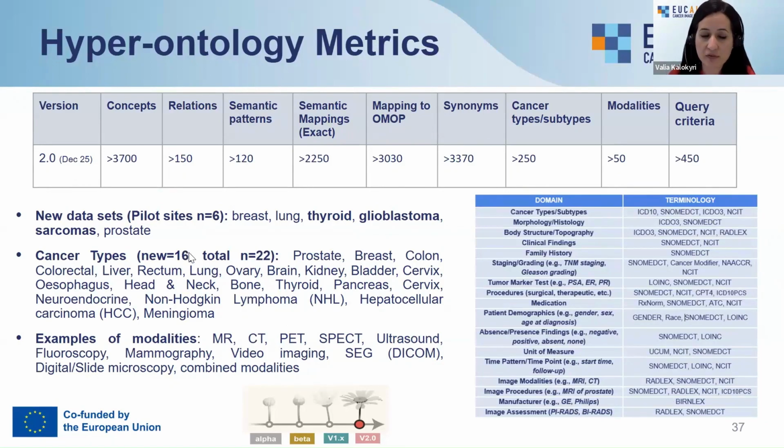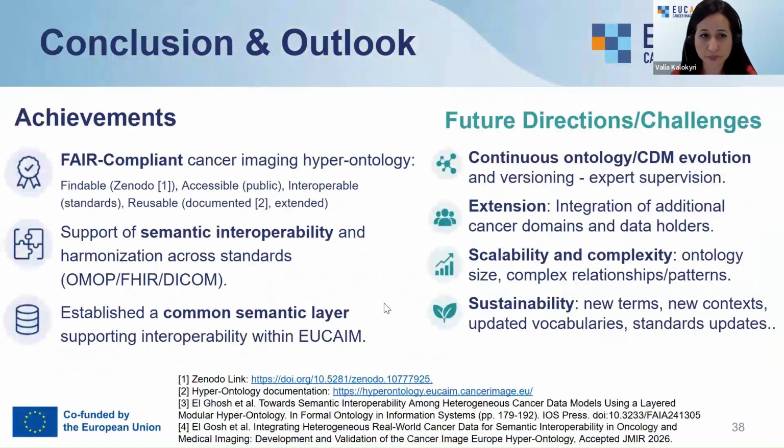We started with 5 cancer types. Currently, we support 22 cancer types. We do have information for these 22 cancer types, and we have various modalities. And finally, to conclude what we have achieved, we have this FAIR compliant Hyper-Ontology.